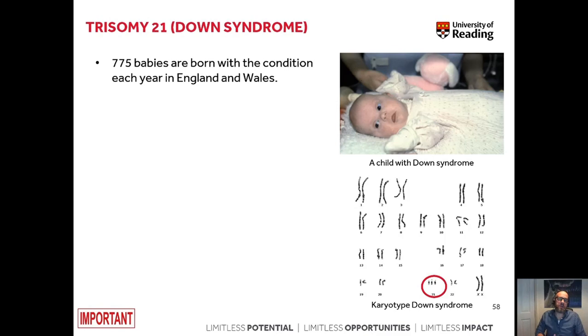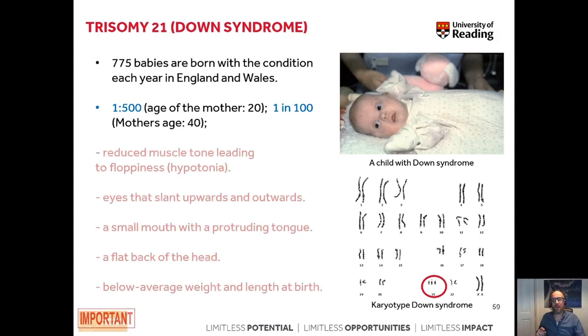Again, we have quite a few types, but this is a very classic example, so let us have a look at Down syndrome once again. The frequency of Down syndrome is actually fairly high. As you can see here, nearly 800 babies are born with this condition in England and Wales alone. And this frequency increases significantly with the age of the mother.